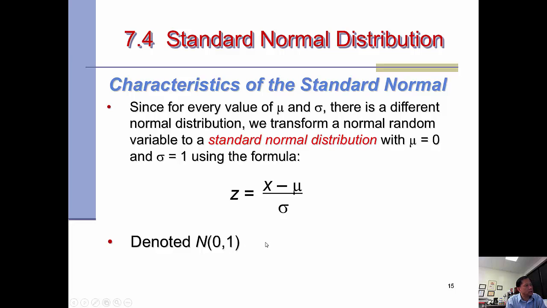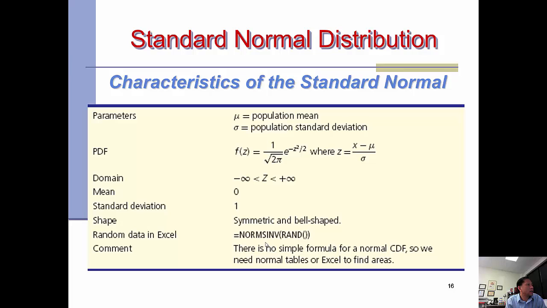So we can use a standardized normal table in the back of the book. Okay? These are the characteristics of the standard normal. Again, the same simplified formula, and the mean is 0, the standard deviation is 1.